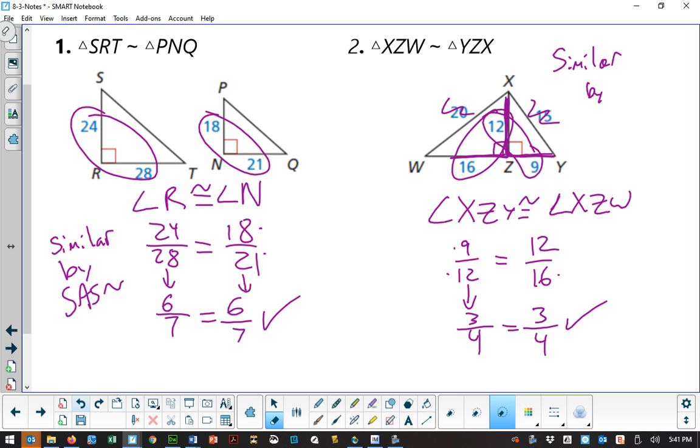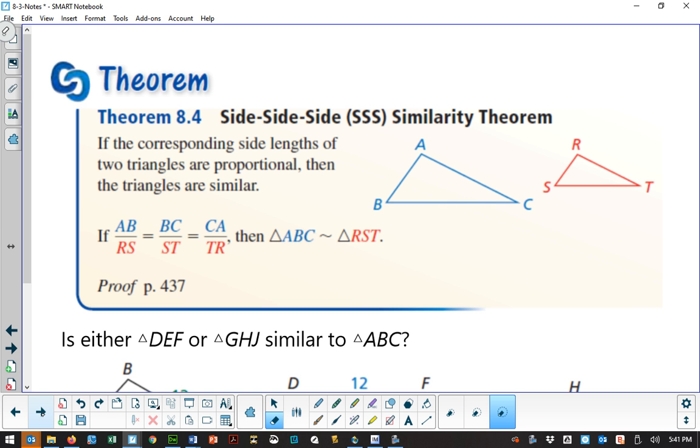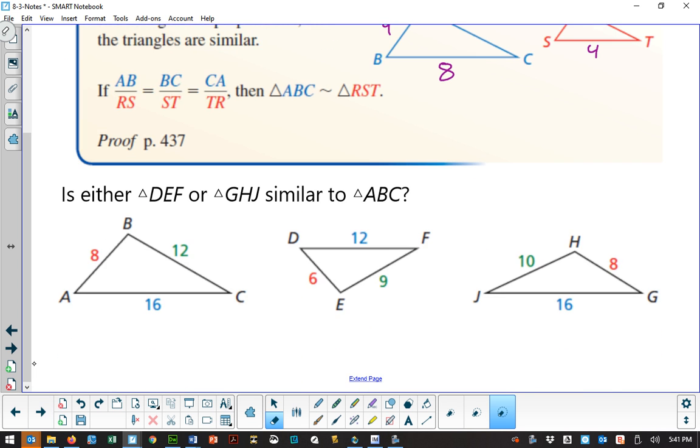Okay? Now, we're going to look at our last one here, and that is, what if we don't know any angles and we just have sides? Well, that's good enough. This is side, side, side similarity. If we don't know anything about the angles, like we said at the beginning, but we have sides that are proportional. Maybe this is 4, 6, and 8. Notice I just made them all double. That's good enough. Those triangles would be similar. We don't need to know anything about the angles. So here's a question. Which ones of these are similar to ABC?